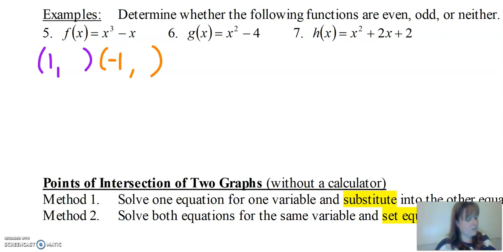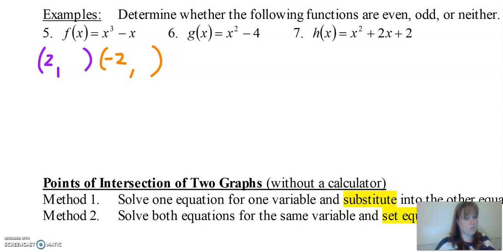So for this one, we get 1 minus 1 equals 0. Uh-oh. There's a problem because we got out 0. So that doesn't really tell us anything, right? So let's just change these to 2. 2 and -2. Let's see what happens.